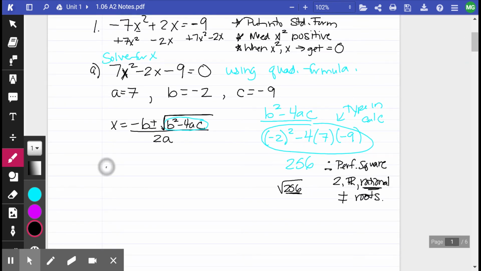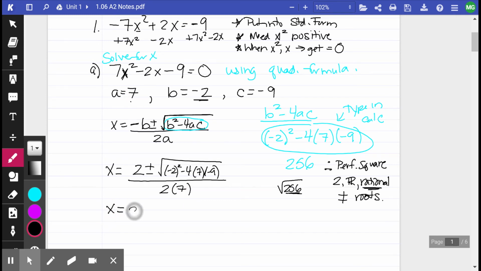So I'm going to continue here. So x equals -b. So I have a -2 as my b, and I want to negate that. So if I negate a -2, it becomes +2. Plus or minus the square root. And now I've already found this, so I'll show you the substitutions just so if you hadn't done the discriminant first on another problem, that's what you would show. And then 2 times a, and a is 7. So now when we simplify 2 plus or minus, we already typed that in our calculator. We know it's 256. 2 times 7 is 14.